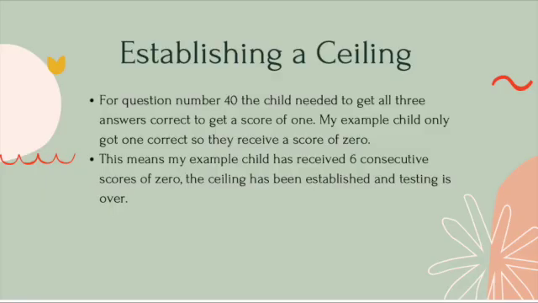Drink. For question number 40, the child needed to get all 3 answers correct to get a score of 1. My example child only got 1 correct, so they receive a score of 0. This means my example child has received 6 consecutive scores of 0. The ceiling has been established and testing is over.